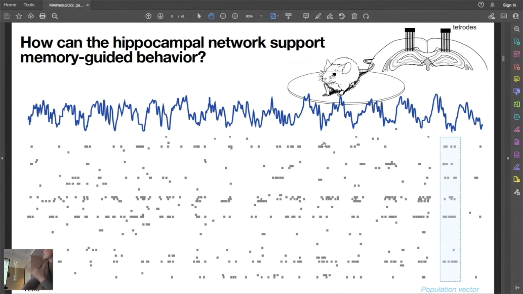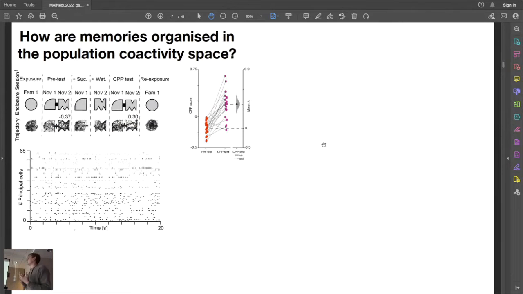Now, I'll go and talk a bit about my work. So, given all this activity that is happening in the hippocampus, there is a lot of literature suggesting that what is actually represented there by the population activity is somehow the overall context or experience the animal is going through.